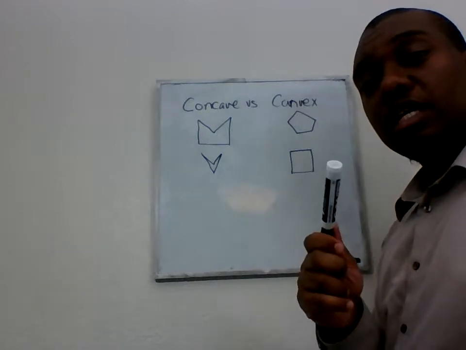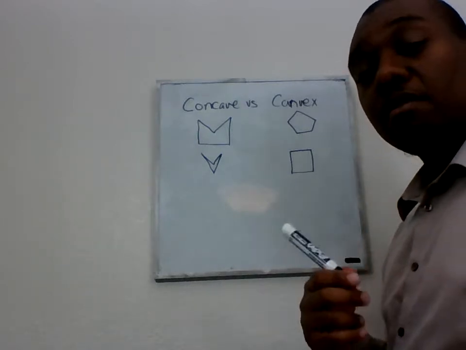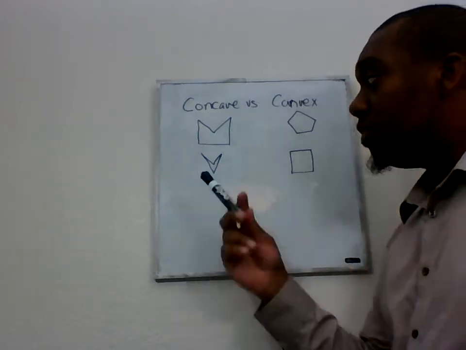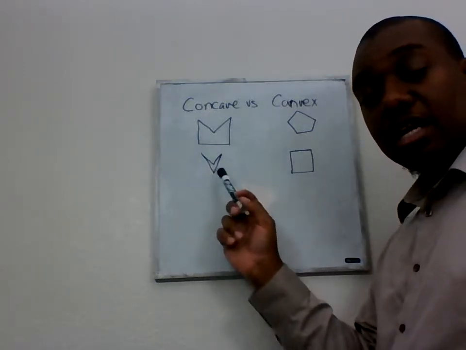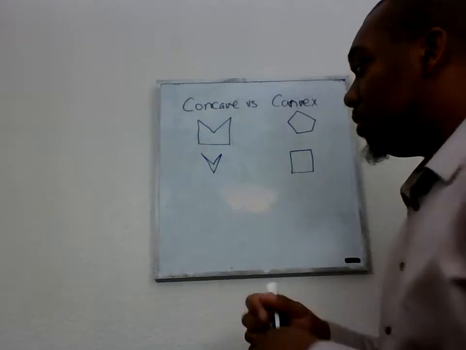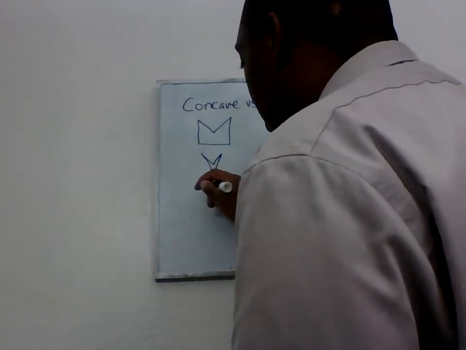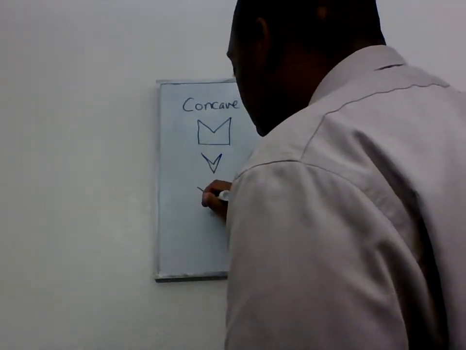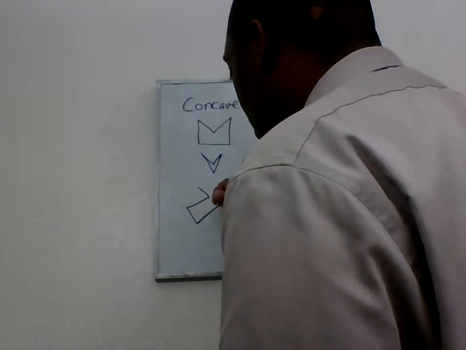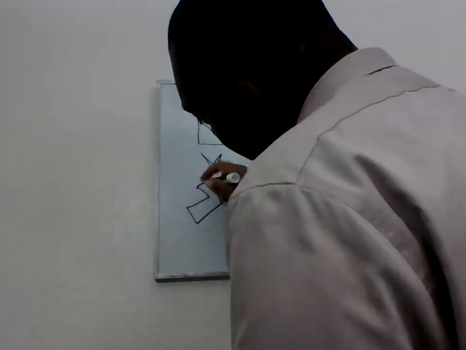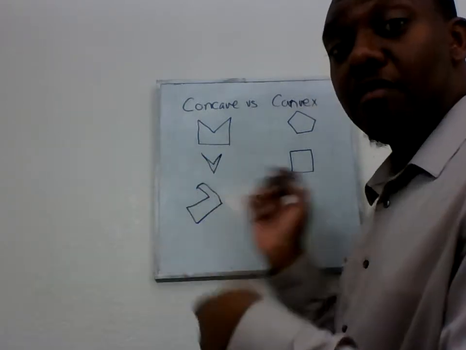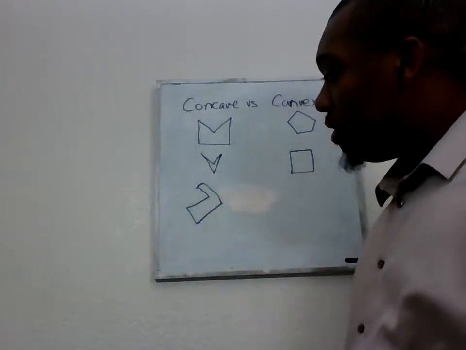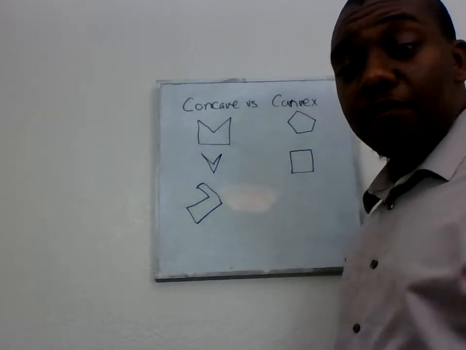That's the first differentiation or classification among polygons. So we can say it's either concave or convex. If it's concave, it'll be caved in at some point. You could even draw it like that. This is still caved in at a point. If everything's popped out, it's convex. Okay, so that's the first classification.